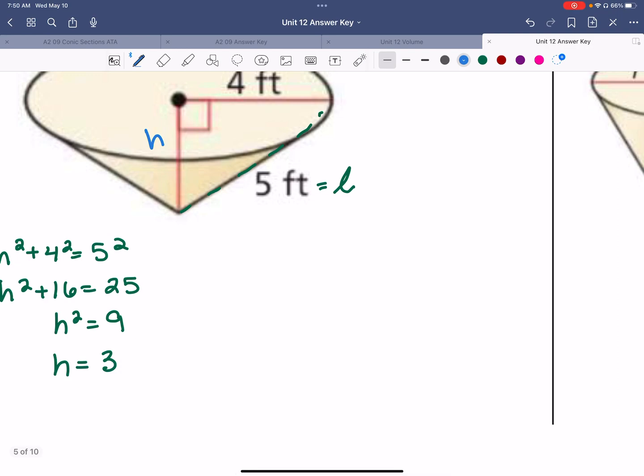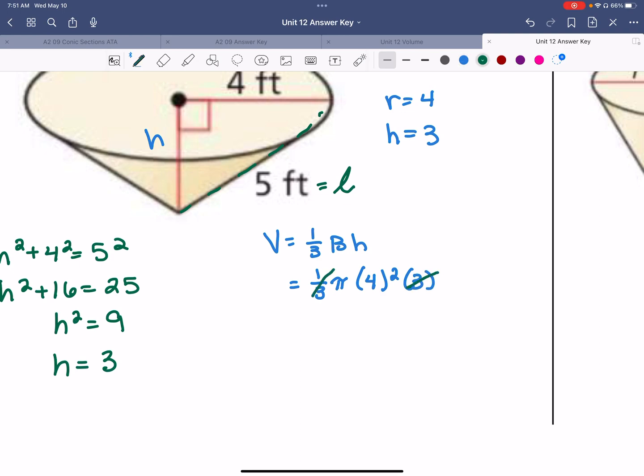Okay, coming over here, I now have my radius is 4. My height is 3. So I have volume equals 1/3 base area times height, which is 1/3 pi times 4 squared times 3. I can actually go ahead and cancel out the 1/3 and 3 because 1/3 of 3 is 1. So I just have 4 squared, which is 16, and pi. So I have a volume equal just about 50.27 feet cubed.